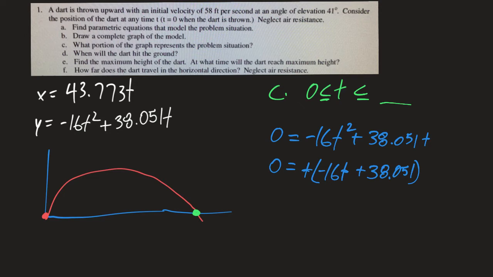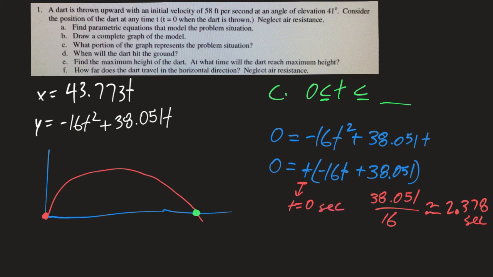And so what I'm going to end up getting when I solve each individual factor, I'm going to get t equals 0. That's my first piece. And then on the other side, I'm going to end up with something that is approximately 38.051 over 16. And that is roughly 2.378. Okay, so what am I saying? The 2 points where my dart is on the ground are actually 0 and 2.378 seconds. Okay, both of these are seconds.